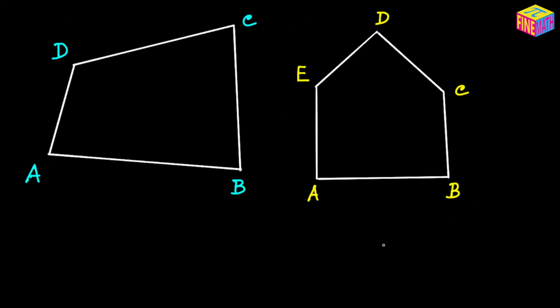Let me first draw them. So here in the diagram, I have drawn two polygons. One is a quadrilateral and another one is a pentagon. So first we'll be talking about the quadrilateral, and we'll try to calculate the sum of the interior angles of this quadrilateral. Now I'm going to take the point A, or the vertex A.